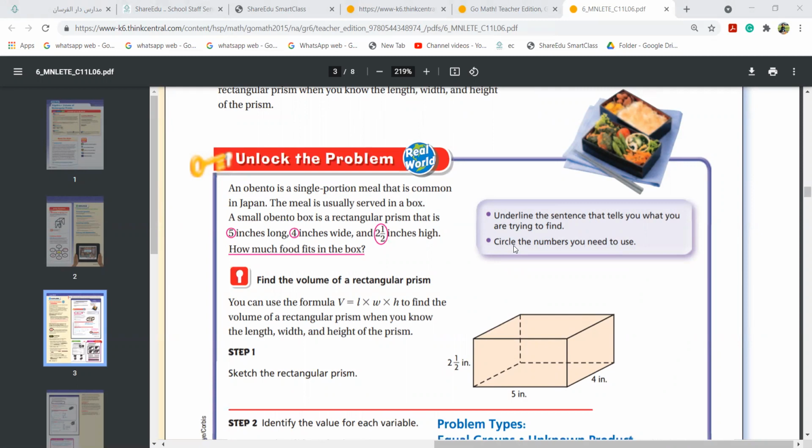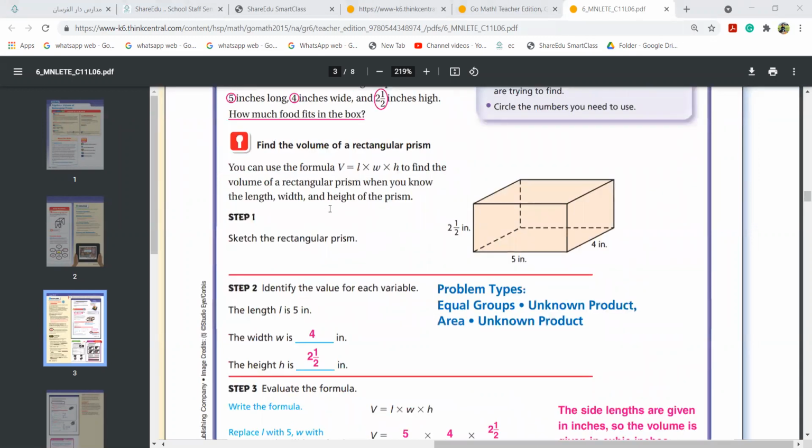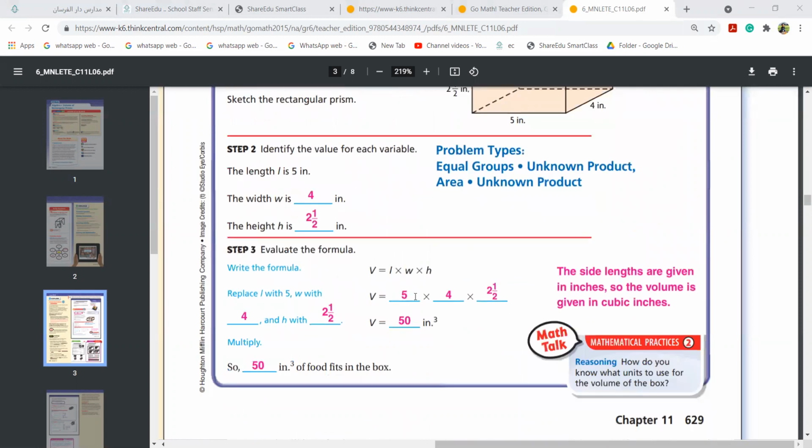Now, girls, please, I know that you have this. Don't panic with the mixed number. Length is 5, width is 4, and height is 2.5. Okay, so step 2, you just write this and then you need to multiply. What is 5 times 4? 20. 20 times 2? 40. Now you will say, teacher, where did this 50 come from?